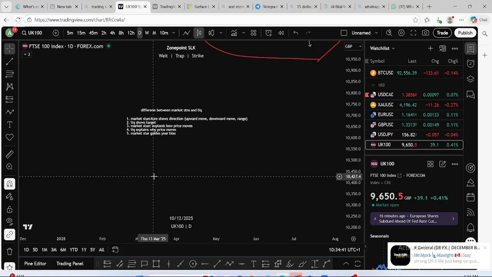Market structure tells you that, okay, I'm in a bullish trend, I'm in a bearish trend, I'm in a ranging trend. While liquidity tells you where the market is heading to. Maybe the market has taken out an external range and is going to target internal range liquidity. That's just it. So that now moves us to the difference.